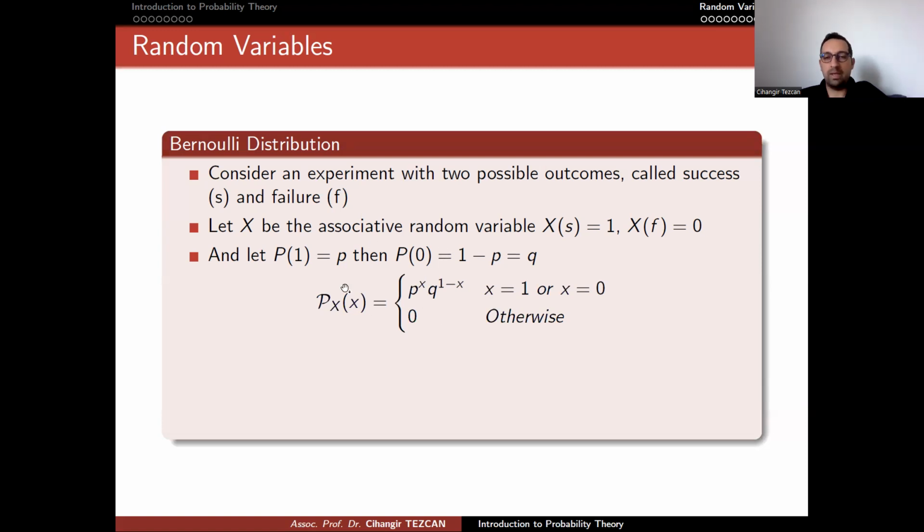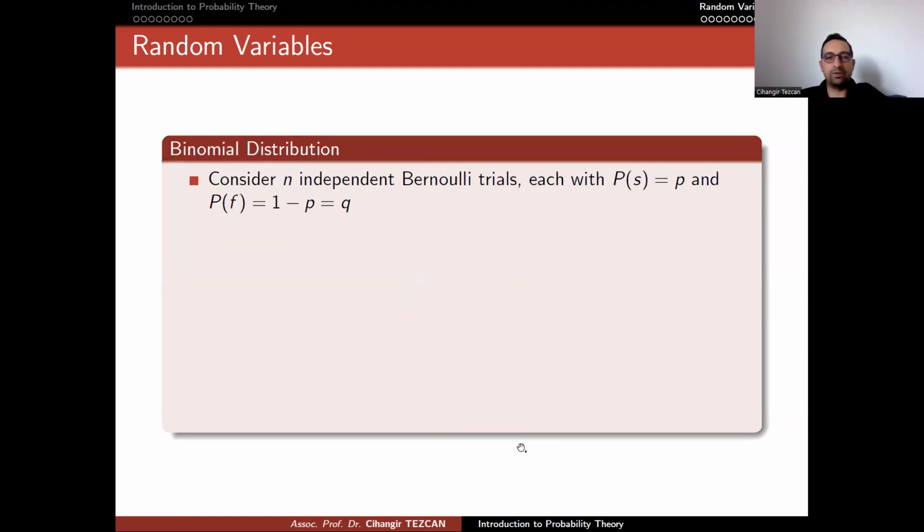So, you end up with p or q. Expected value is 1 times p plus 0 times q, which equals p. And variance is just p times q. I'm not going to calculate all of them, but you can do the exercise by yourself. These are the expected values and variance of Bernoulli distributions. Let's move on to binomial distribution.